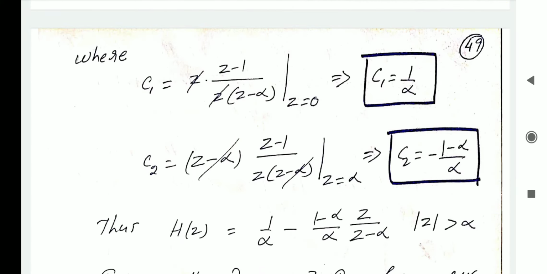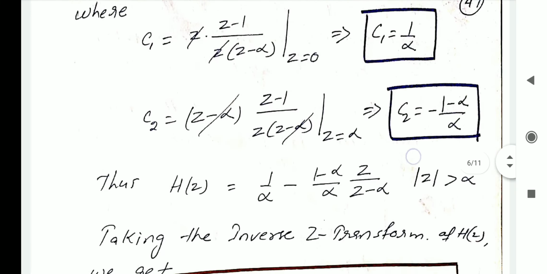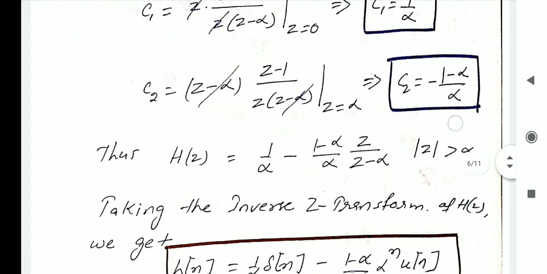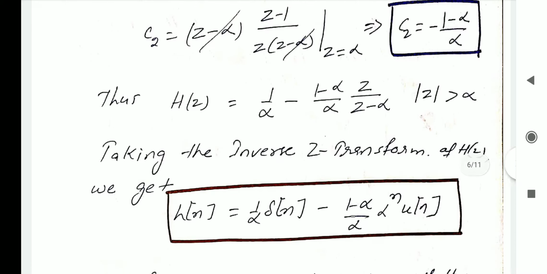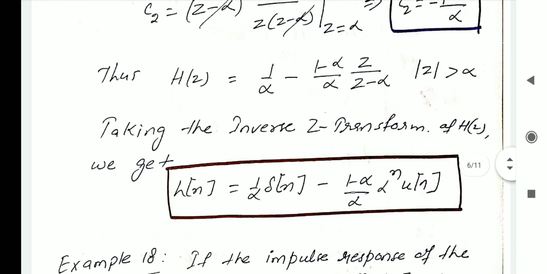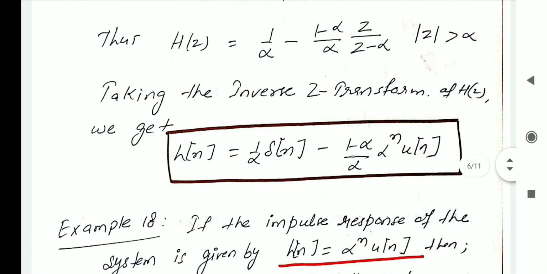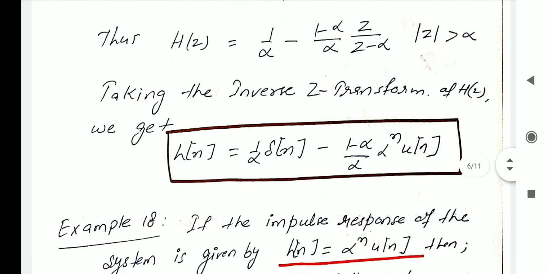We will be getting c1 as 1 by alpha and c2 as minus (1 minus alpha) by alpha. So H(z) is 1 by alpha minus (1 minus alpha) by alpha, z by z minus alpha, where mod of z is greater than alpha. Now taking the inverse z transform of H(z), h(n) is 1 by alpha into delta(n).